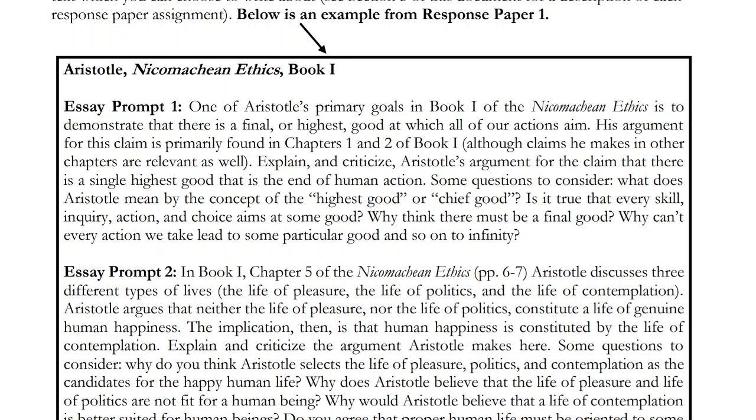So first, the prompt tells you that Aristotle is going to argue that there's a single highest good that is the final end of all human action. What you need to do then is identify how Aristotle argues for that claim, and your explanation of how he argues for it would go in your explanation section. Then you need to criticize or critique the argument, and your criticism would go in the analysis section. So that's the basic structure.